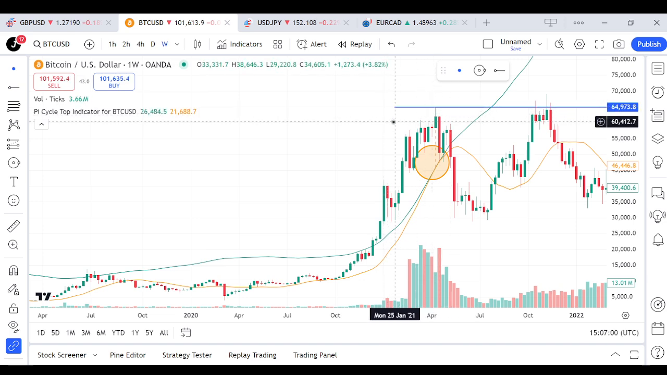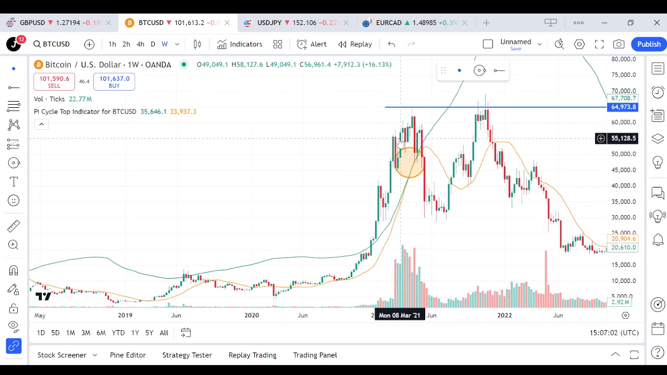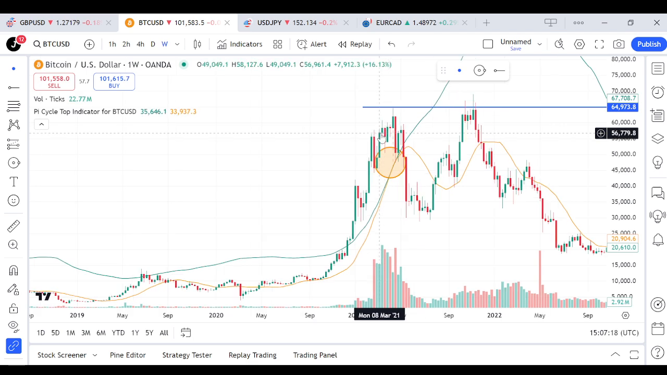And it's crucial to understand that while this indicator has been remarkably accurate in the past, it should not be used in isolation. Combining the Pi cycle top indicator with other technical analysis tools and fundamental research can enhance your decision making process and potentially improve your trading outcomes.